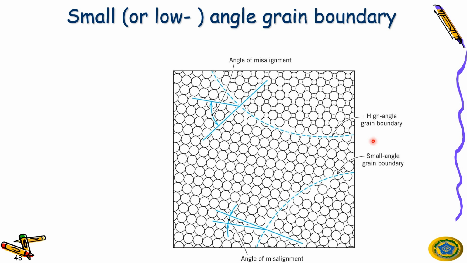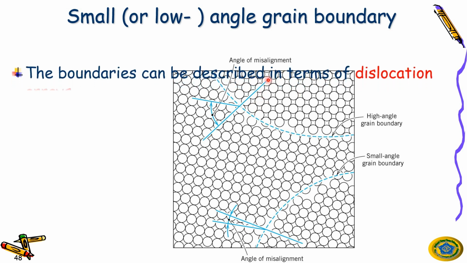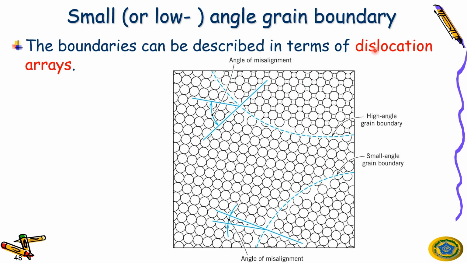So the first one, small or low angle grain boundaries. Remember these figures. The boundaries can be described in terms of dislocation arrays. So this dislocation array here is two-dimensional, right? For example, if this goes in this direction and this goes in this direction, you have an angle like this. This is called the angle of misalignment. Okay, you have an angle like this.